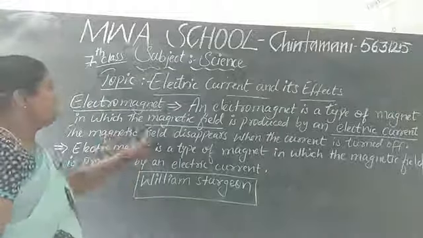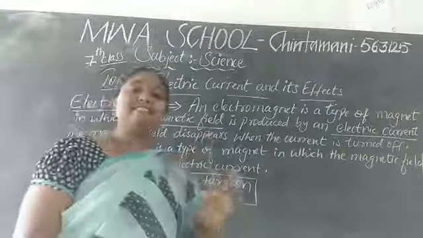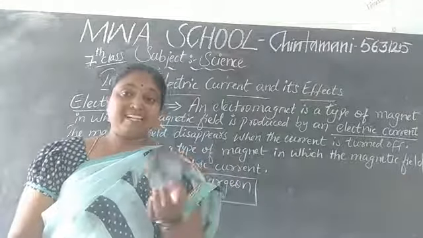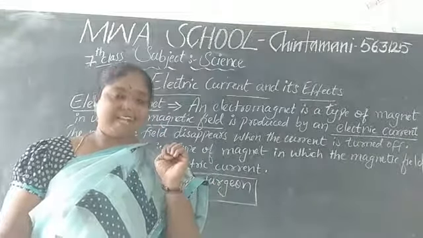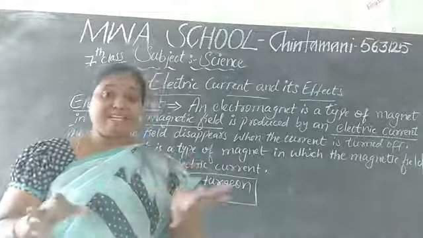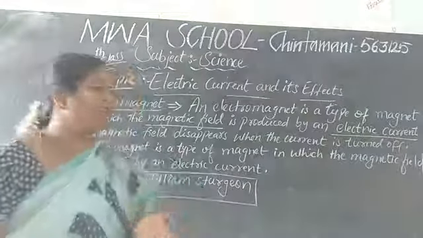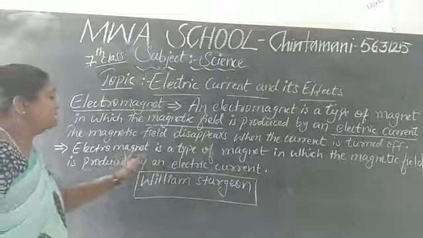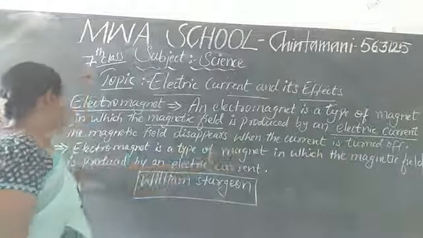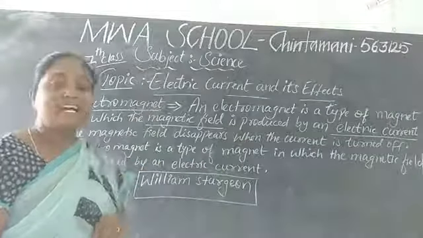Magnetic field is produced by an electric current. The magnetic field disappears when the current is turned off. When the power is there, it is going to attract the iron things. If the power is not there, it is going to lose its magnetic power. Electromagnet is a type of magnet in which the magnetic field is produced by an electric current.